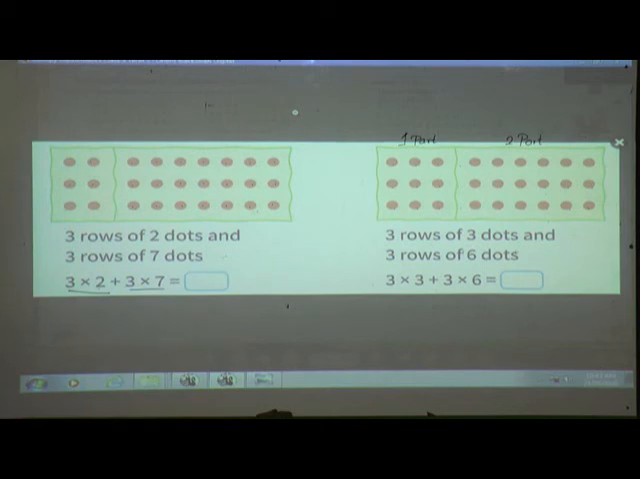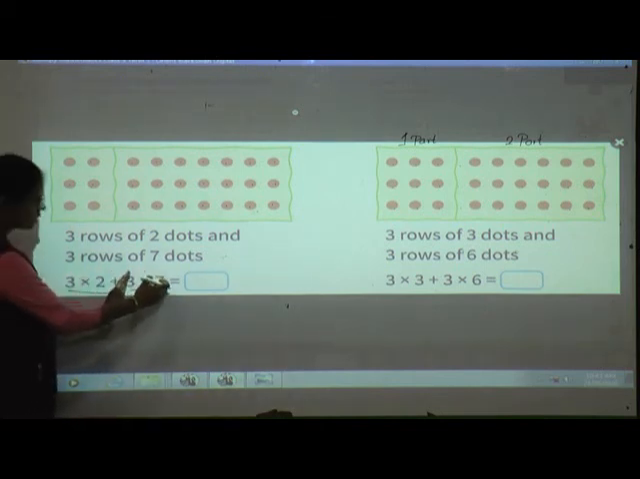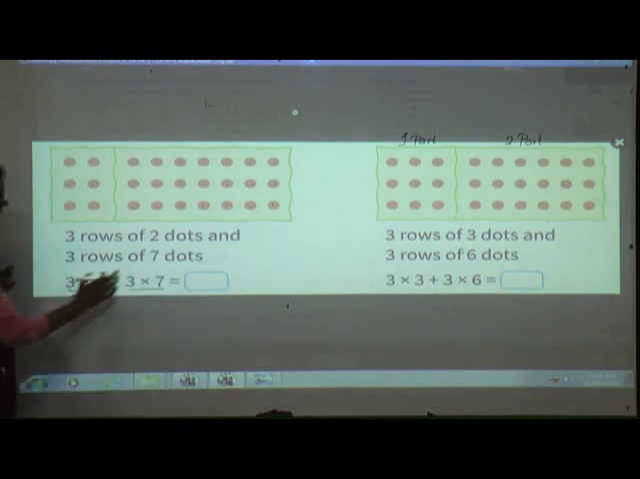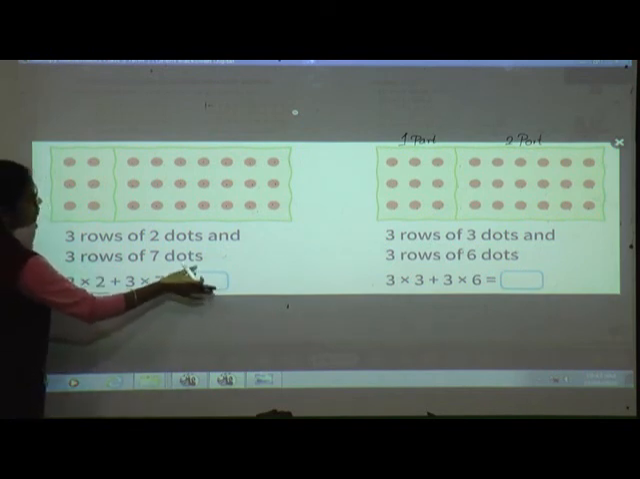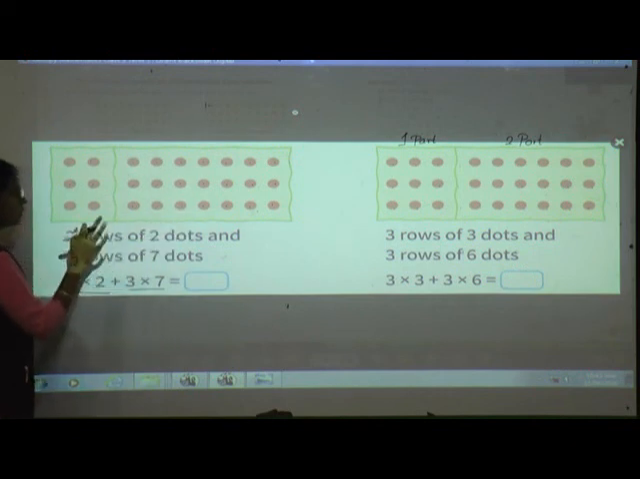Now students, first of all you solve this 3 into 2 and then you solve this 3 into 7, and then you have to add these 2 numbers. Whatever the answer you will get, you have to add these 2 numbers and then you will get the total number of dots which are present in the full box. So let us do the multiplication first.